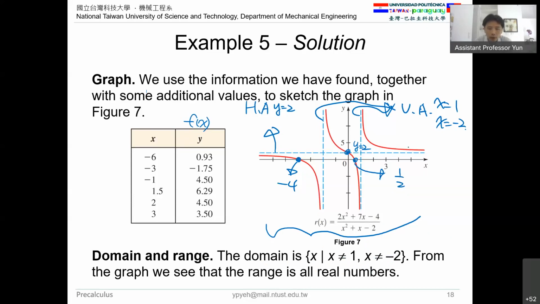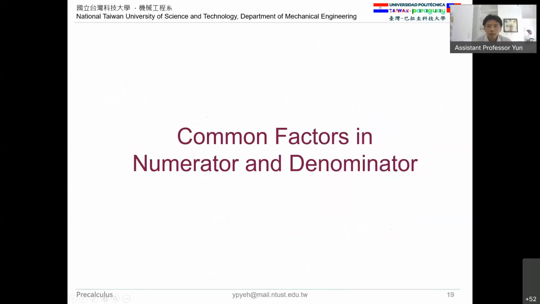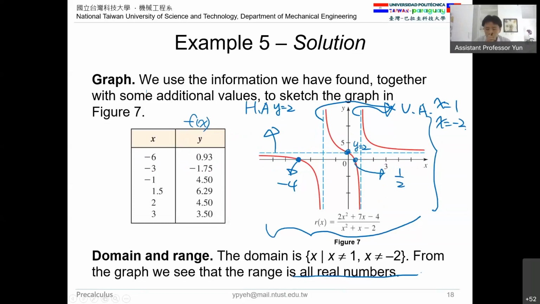And in the case of the range, which is related to the result of this function, you can see there is no limit. All the real numbers can be satisfied by this function, so the range is any real number. Okay, that's just an example of rational functions and the graph of rational functions.